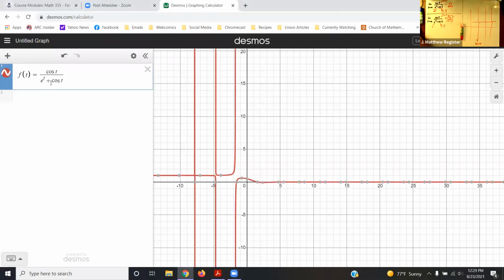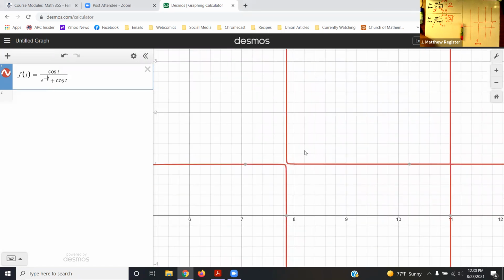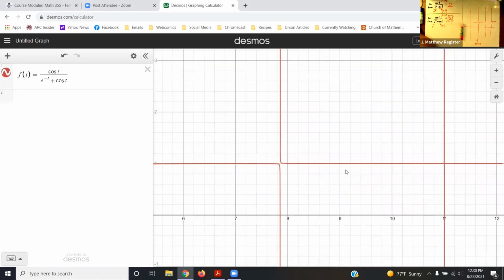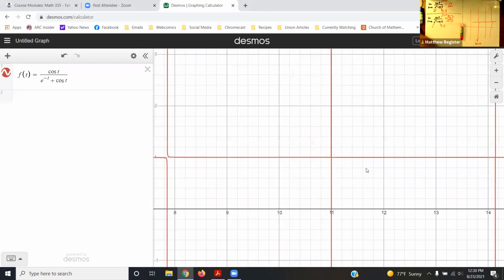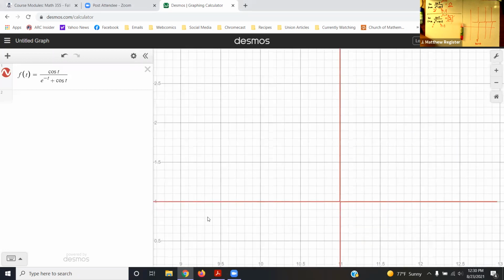If we make this an e to the -t, notice it shows the behavior here, and I was again wrong with the directions of the asymptotes. It comes down, goes up, and then here it goes down, and then it goes down, and then over here, if we look really close, it goes up. But you have to be zoomed in quite a bit to even see this.